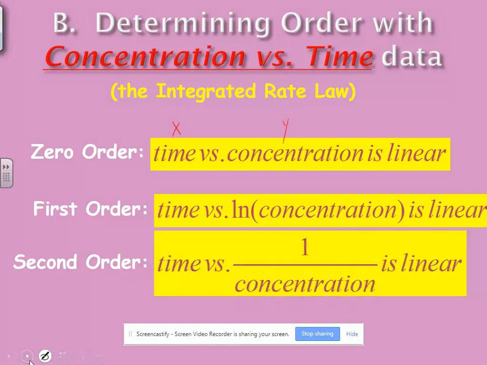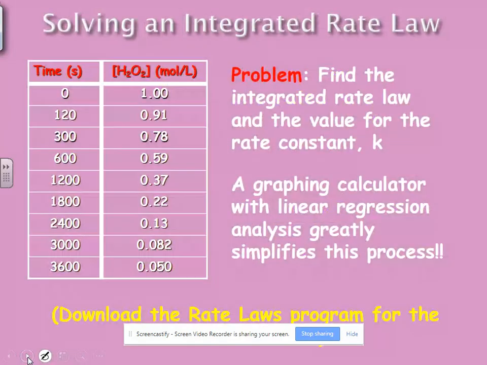For second order, you would plot time as your x coordinate and the inverse of the concentration to get a linear graph. Second order has a positive slope. This is a typical kind of problem, and there is a rate laws program that you could download from the TI Texas Instruments website. But if you just do a linear regression on your graphing calculator, that also works. So here is typically what the data table will look like. Notice you have time and concentration. The reaction for this would be H2O2 as your reactant yielding products.